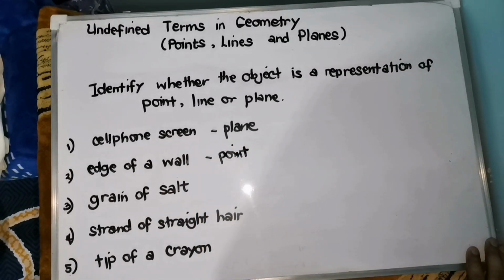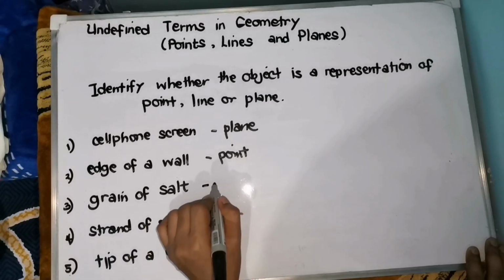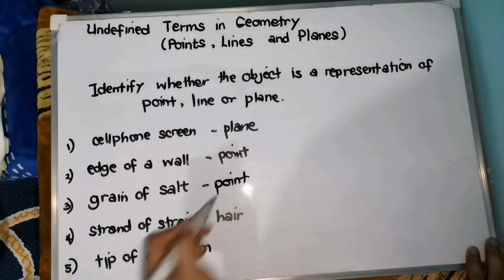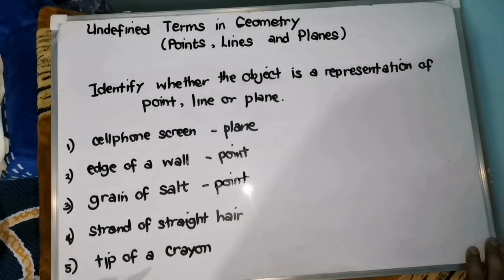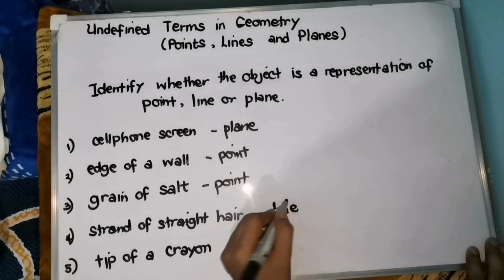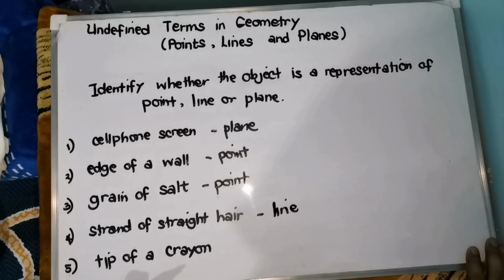How about a grain of salt? Is it a point, line, or plane? Correct. That is a point. How about a strand of straight hair? Is it a point, line, or plane? Correct. That is a line. And last but not the least, we have the tip of a crayon. Is it a point, line, or plane? That is a point.